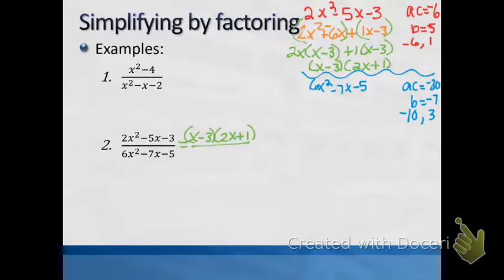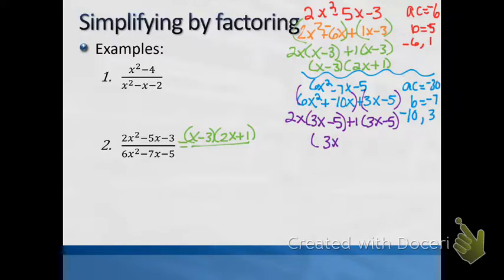Remember, if you think for a little while and you can't come up with those numbers, then you start making a list. 1 and 30, 2 and 15, 3 and 10. Eventually you'll find those. And recall, we replace the middle term with those two values. And then we do factoring by grouping. And we factor out the common binomial. So the denominator factors into 3x minus 5 times 2x plus 1.